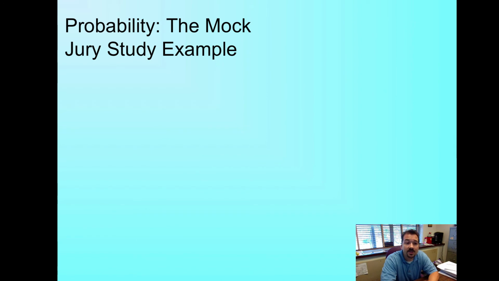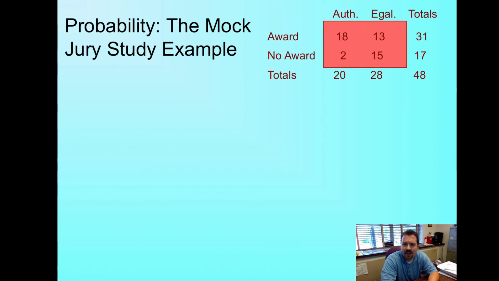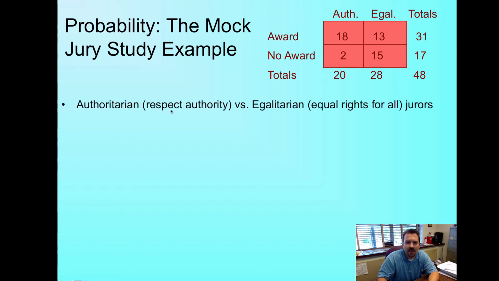Okay, so let's get into this example here. This was a mock jury study in which you have two different kinds of juries. An authoritarian jury, which they're instructed to respect authority, or they're already people who have some kind of overt respect for authority, versus a more egalitarian jury. Don't worry about the specifics here of this study, I just want to give you these definitions.